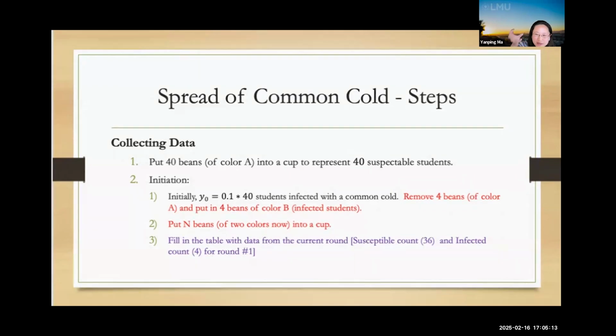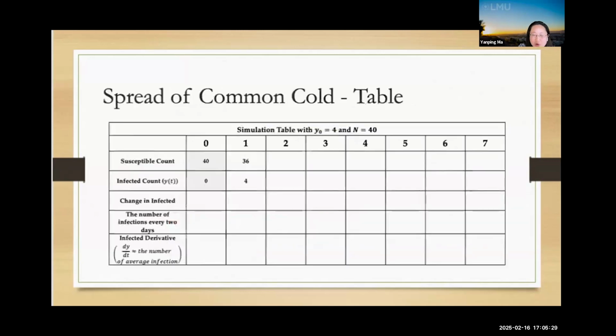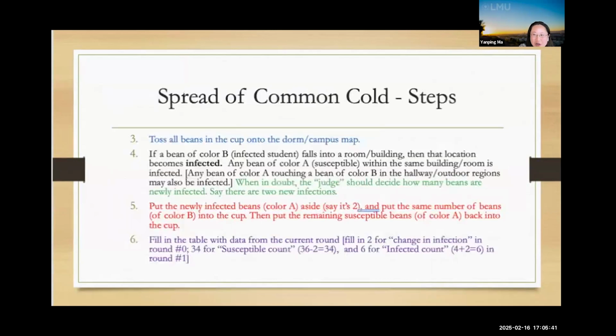Then they drop the beans into the cup and pour them onto the map, and count how many of those infected beans land with susceptible beans, so those will be infected. Then they record the data. For example, we start with 40, 4 of those infected, so 36 are susceptible. They drop the beans onto the map and count how many more are infected. The judge makes the decision if there's a boundary case where a bean falls onto the intersection of the border of two dorms.